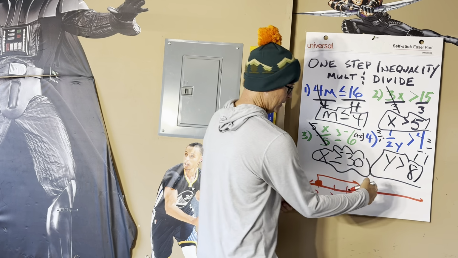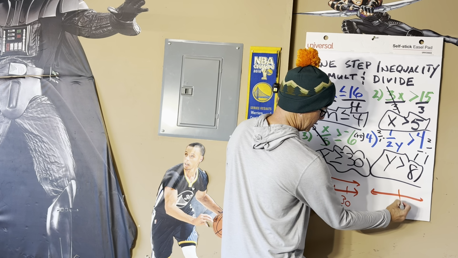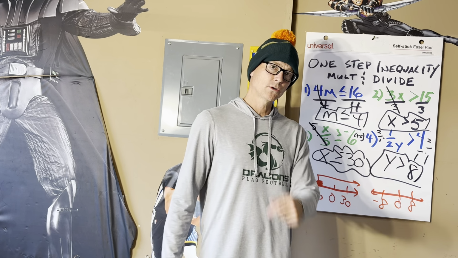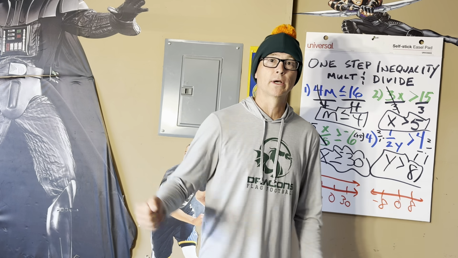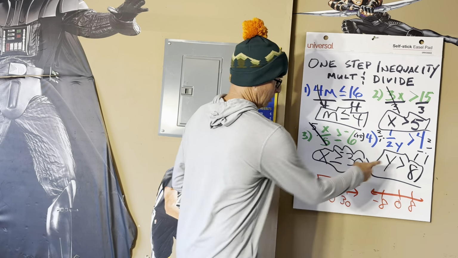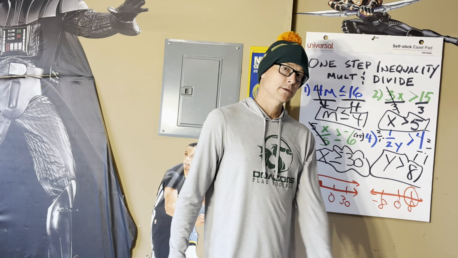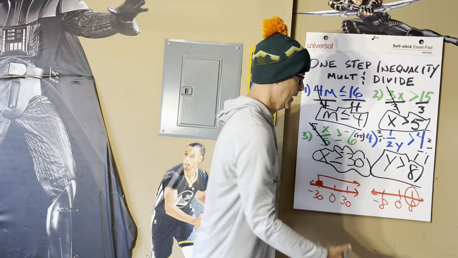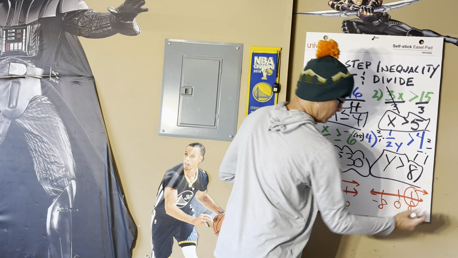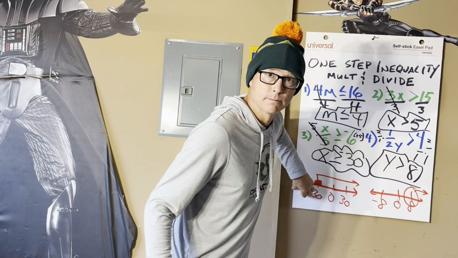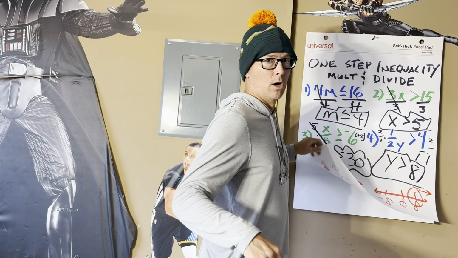Okay, now this one, that's an 8, okay? 0, 8, negative 8. Open circle or closed circle? 1, 2, 3. Open circle at the 8, and the reason why it's an open circle is because 8's not part of the solution, but it's everything greater than. Okay, super cool.